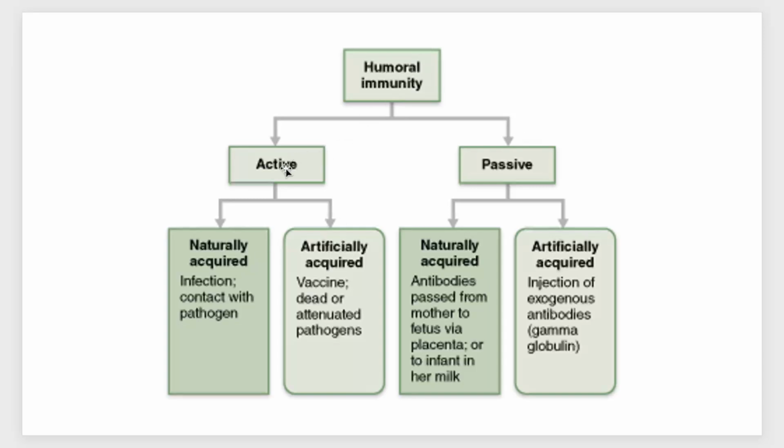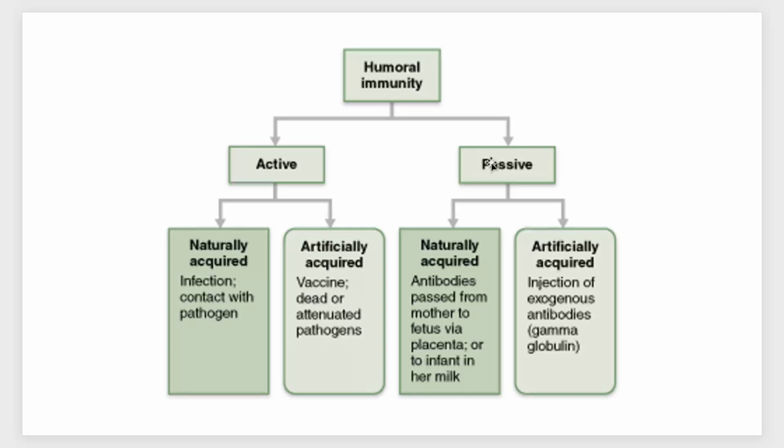Well, it could be active, but it was artificially acquired rather than naturally acquired. And for that, you might have been given a vaccine or a dead or weakened form of that pathogen. So it was artificial in that sense. It wasn't a natural exposure. It was artificially forced on you, but it was still active in that your body was tested to make these antibodies itself. So you still made the antibodies. You were just given a good, safe opportunity to develop your own antibodies. And that's what we'd see with vaccination.